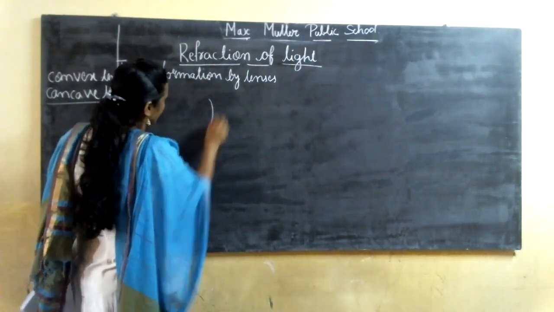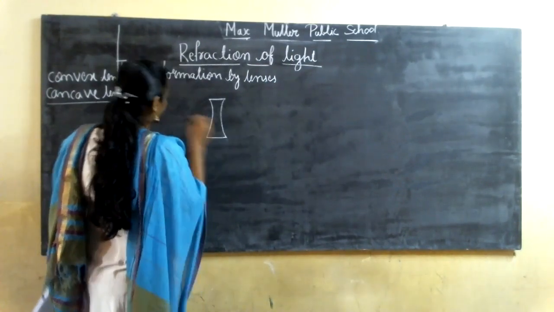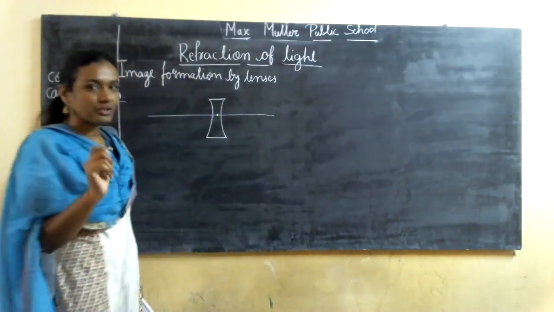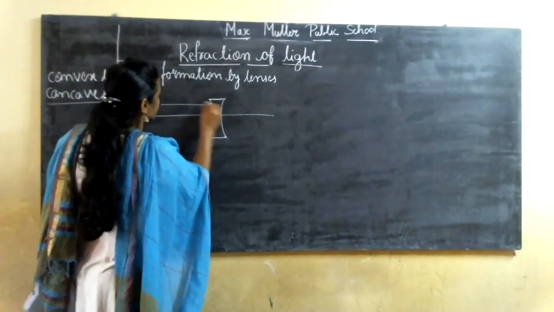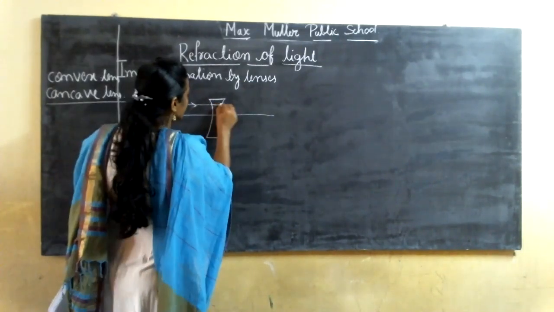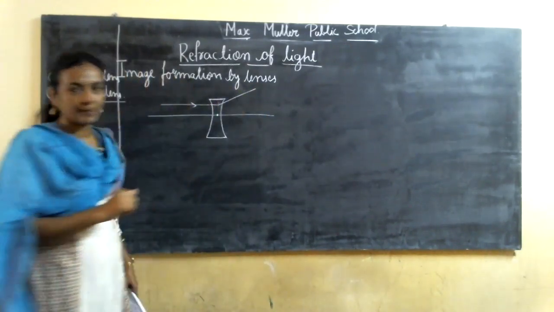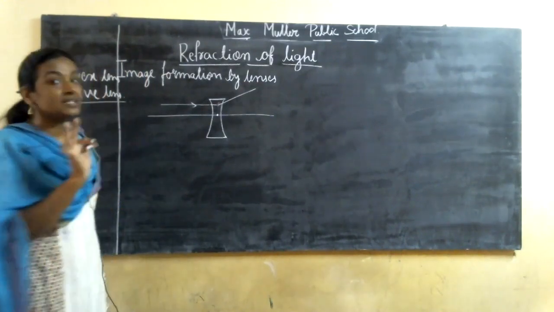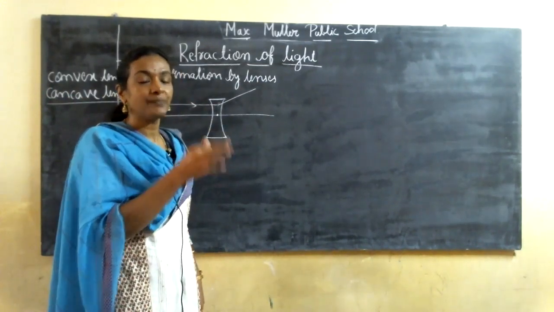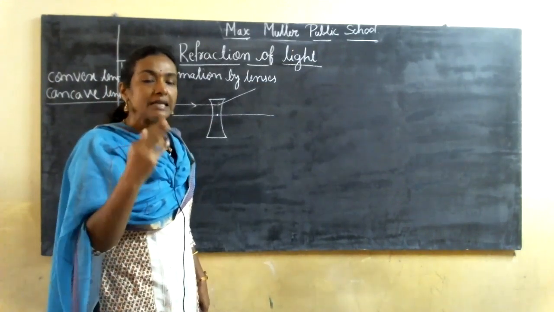Let me draw the concave lens here. Okay, so this is our principal axis, and this is the optical center, and this is our incident ray. This diverges, meaning it goes somewhere here. So here also you have three rules, just as before in the convex lens. Again, you use only two rules to form an image.